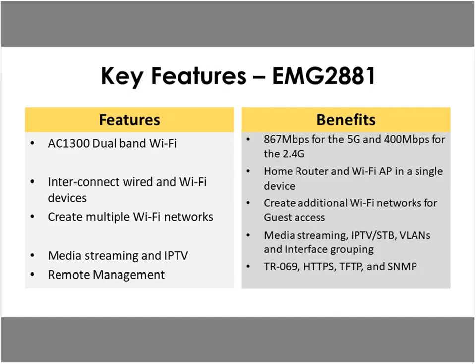So again, key features, it's AC dual band 1300, 867 megabits on the 5 and 400 on the 2.4. Interconnected wired and Wi-Fi world together. Since it's a home router, it supports an AP access point built into it in a single device, so it has two devices in one. You can create multiple SSIDs, so you can create those guest networks and additional SSIDs in the device, as well as media streaming applications like IPTV and VLANs and interface grouping.